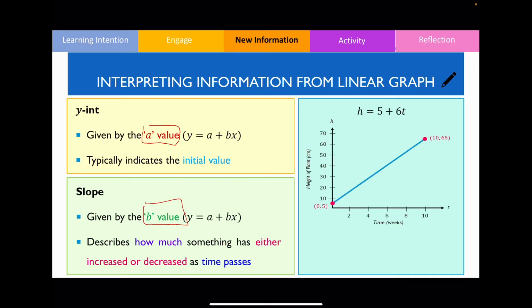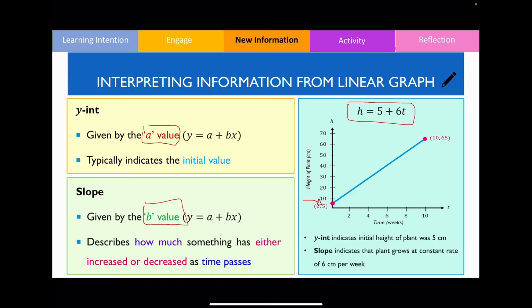So if we look at the example on the right hand side, I have provided both the equation as well as the graph that describes the growth of a plant over time. If we look at this graph, we can clearly see that the initial height of the plant was going to be 5 centimeters. Now, in order for you to identify how much the plant has grown, typically you would need to find out the gradient, but I've actually given you the equation. So we can clearly see that the slope in this case represents that the plant has grown at a constant rate of 6 centimeters per week, because that is the unit of our x-axis. This was a very simple example.